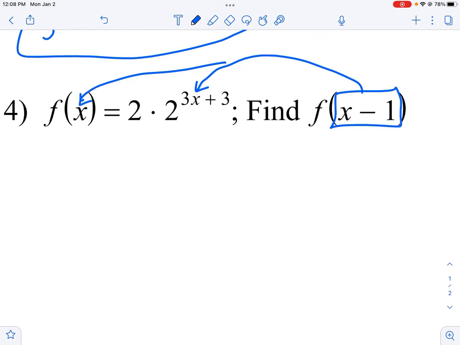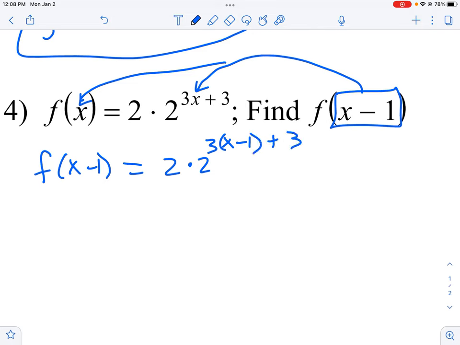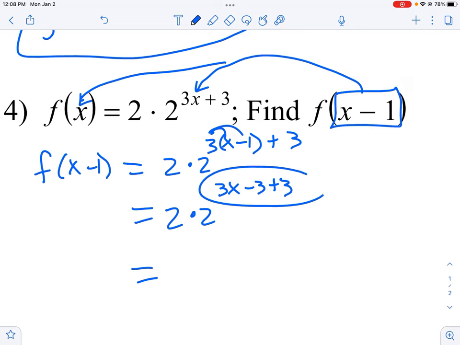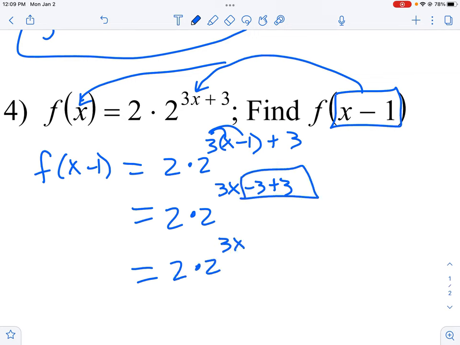Oh, and here. So now we got f of x minus 1 equals 2 times 2 to the 3 parentheses x minus 1 plus 3 power. We're going to simplify up here. We're going to do some distribution. So now we got 2 times 2 to the 3x minus 3 plus 3 power. These can simplify a little bit. These guys go together. So now we got 2 times 2 to the 3x. Hey, those add up. They simplify. So now we just got this.